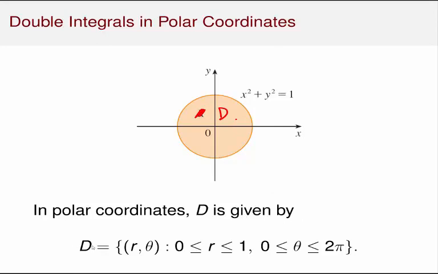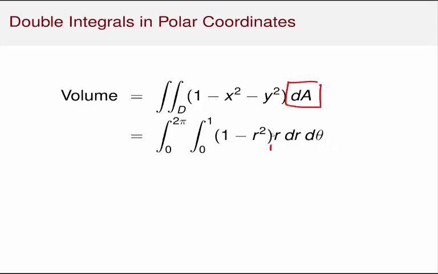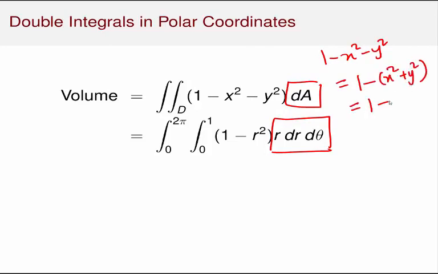In particular, this is a polar rectangle where the polar variable r is bounded between 0 and 1, and the angle theta is bounded between 0 and 2 pi. Next, let us compute the double integral by converting it into polar coordinates. This is going to be an iterated integral in terms of r and theta, where we have replaced dA by the term r dr d theta, and the function is replaced by 1 minus r squared. This is because 1 minus x squared minus y squared is equal to 1 minus the bracket x squared plus y squared, which is 1 minus r squared.